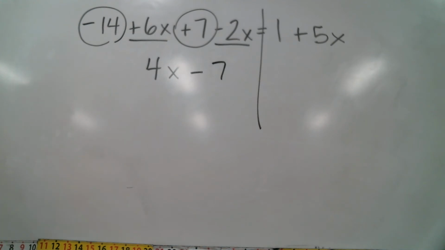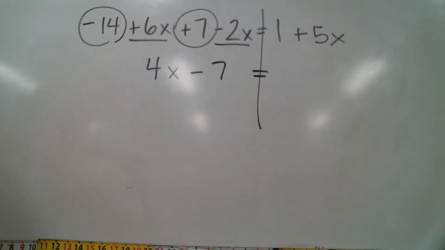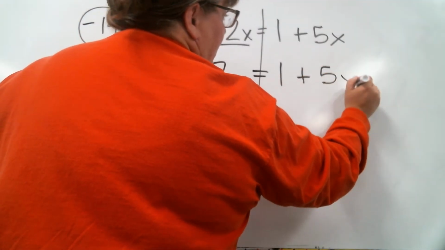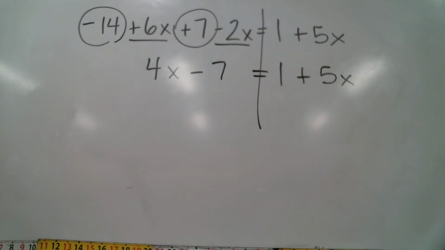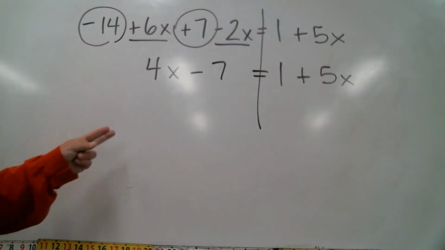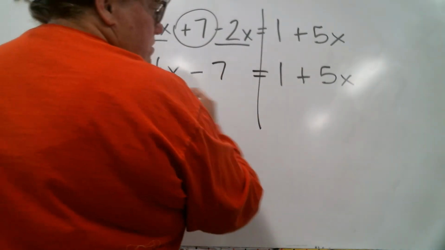So I just did that first, and then I'm going to rewrite the rest of this. There's no like terms over there that need to be combined. So I'm just going to rewrite it as 1 plus 5x. So I've taken care of that first. Now I've got a variable on both sides. So I've got to remove it from one side and move it onto the other side. So I'm going to remove it from the right side and move it over to the left side.